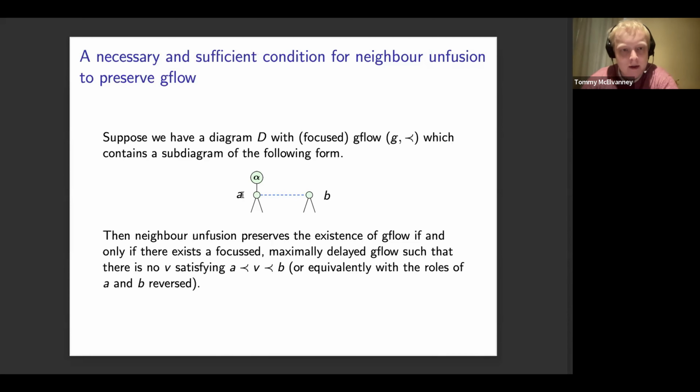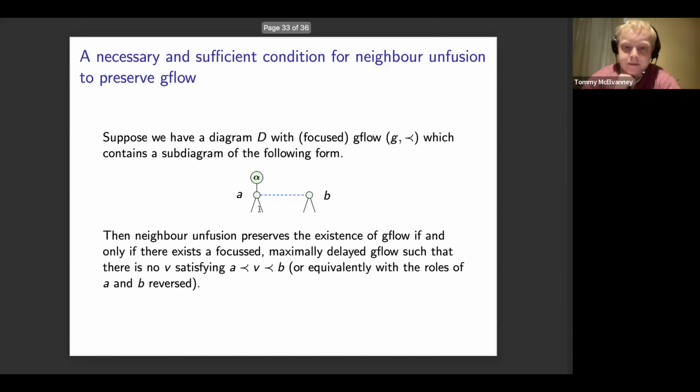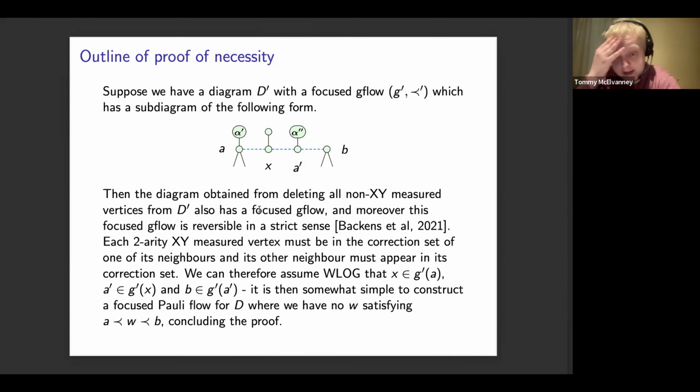And I'll talk about a few things quickly. So the sufficiency proof is not so interesting. It's essentially, given some diagram of this form where there is no V coming between A and B, we can construct a Pauli flow for the post rewrite diagram. So the diagram at the bottom right here. So yeah, the sufficiency one is not quite so interesting, but the necessity is somewhat.